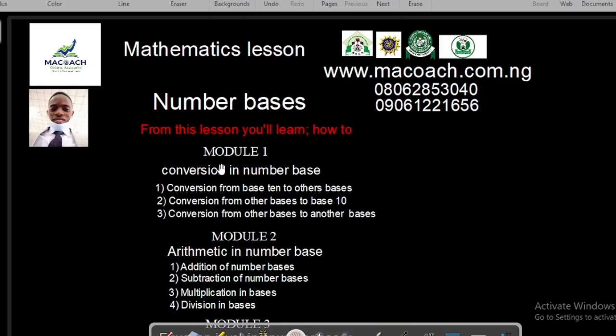The first module discusses conversion in number bases. You will learn how to convert in number bases. In the first lesson, we'll discuss conversion from base 10 to other bases. The second lesson is conversion from other bases to base 10. And in the third lesson, we have conversion from other bases to another base that is not base 10 at all. That is all for module 1. Every class has its own classwork and also an assignment to do.